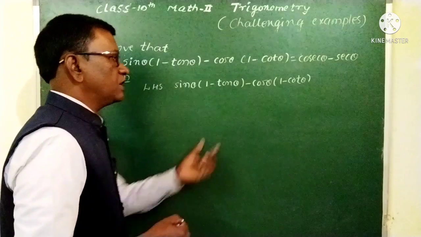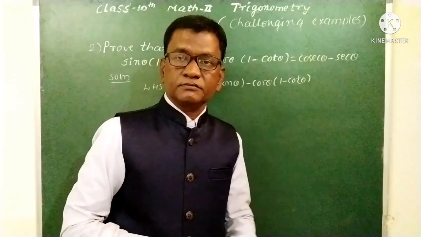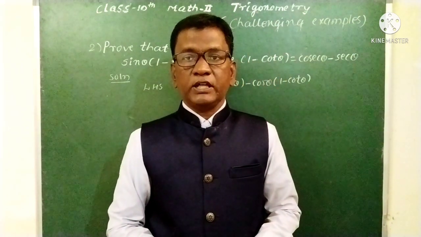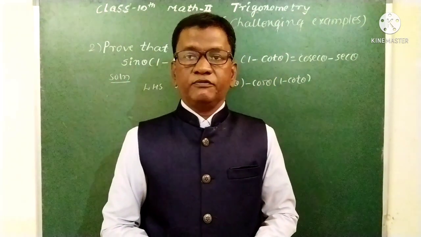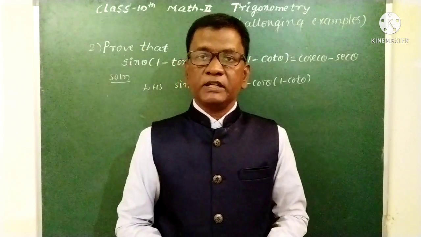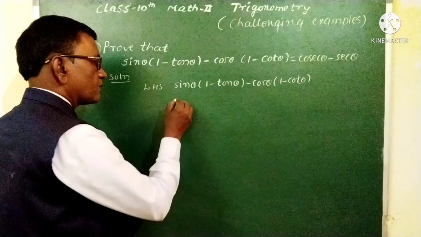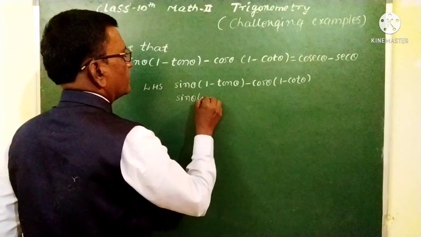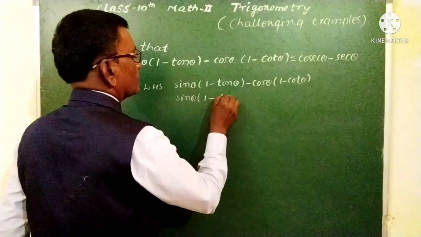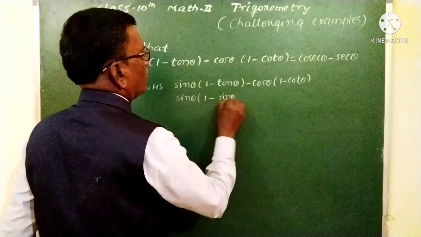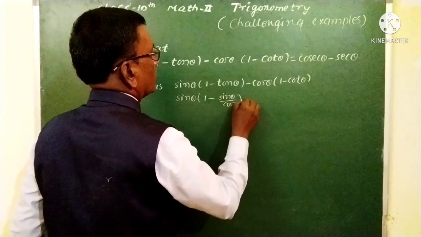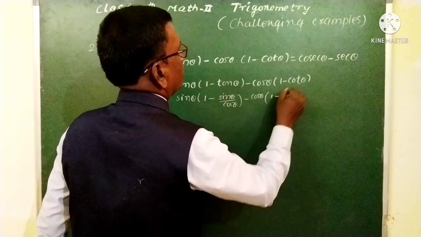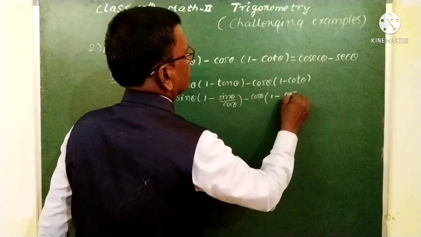You write here the formula for tan theta and cot theta first. We know the formula for tan theta is equal to sin theta upon cos theta, and the formula for cot theta is cos theta by sin theta. You write here the formula for tan theta is sin theta upon cos theta, and the formula for cot theta is cos theta by sin theta.